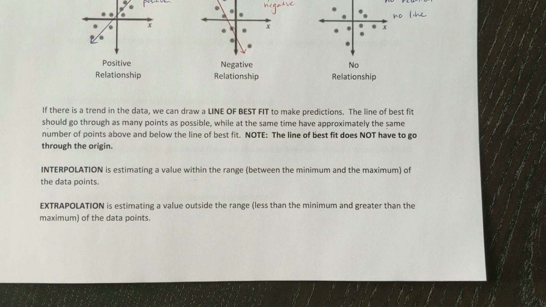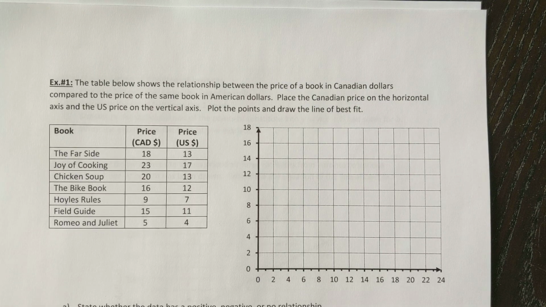Okay, we're now going to move into the first example using these concepts. So I'm going to ask you to flip the page. Here's our first example. Example 1: the table below shows the relationship between the price of a book in Canadian dollars compared to the price of the same book in American dollars. Place the Canadian price on the horizontal axis, so the Canadian price will be the independent variable, and the US price on the vertical axis, so the US price is the dependent variable. Plot the points and draw the line of best fit.